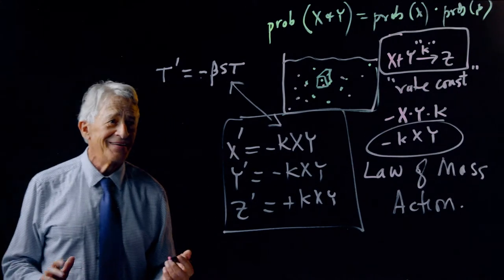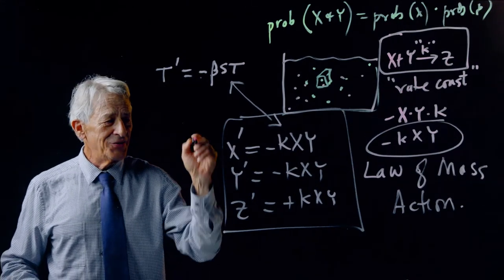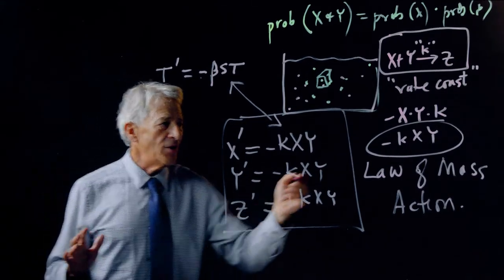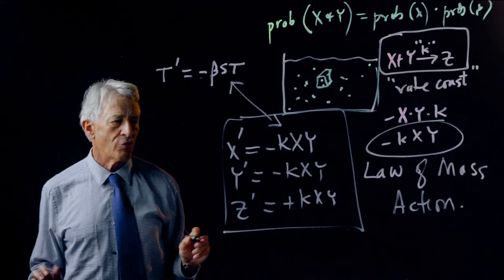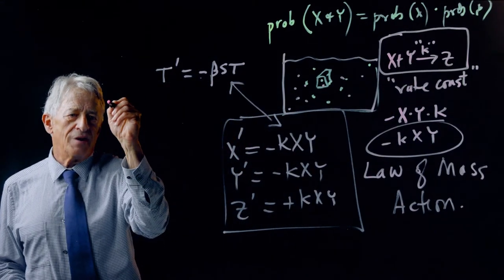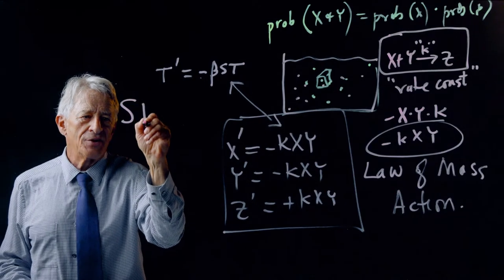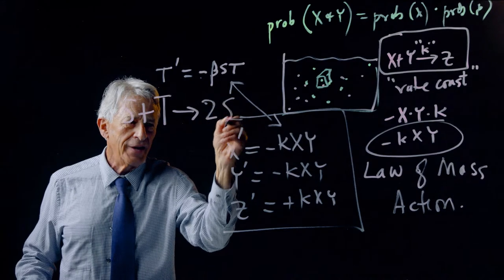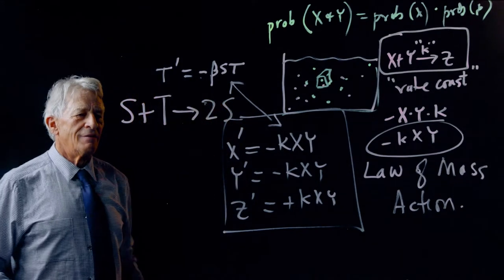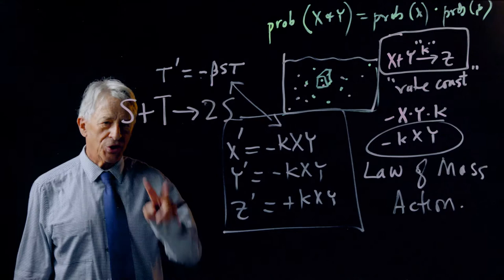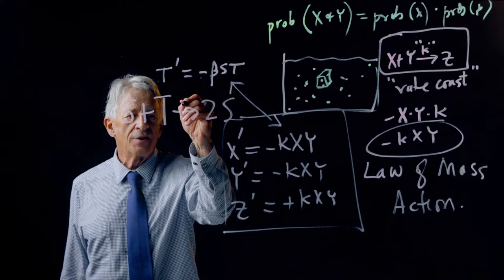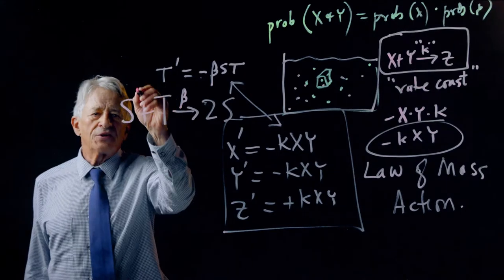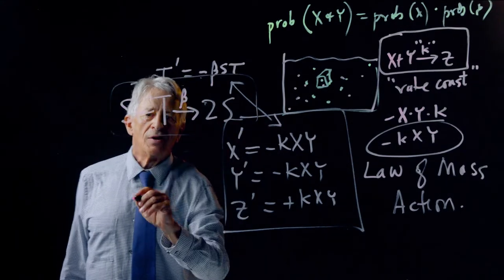In fact, you can write the shark tuna scenario as a goes-to reaction. For example, you can write S plus T goes to 2S. And that is a reaction in which S and T combine. And of course, the K there is going to be beta. So what does this rate law say?